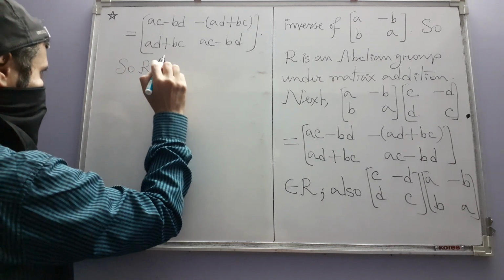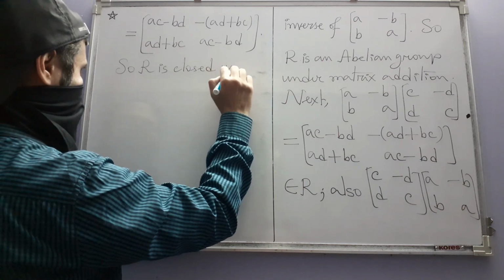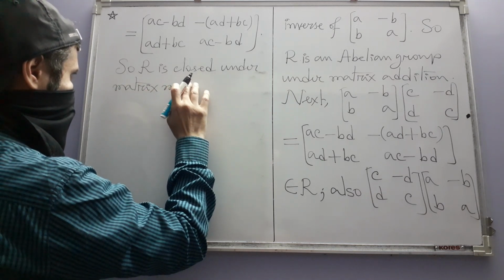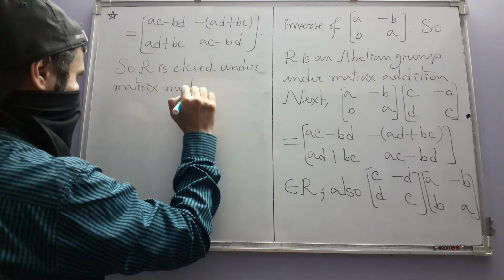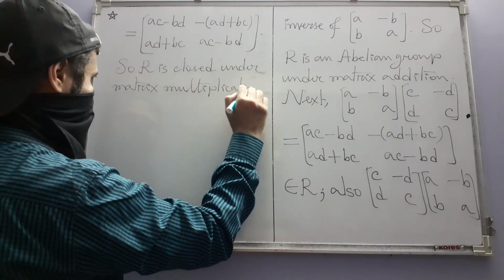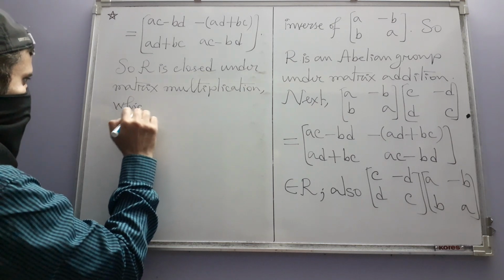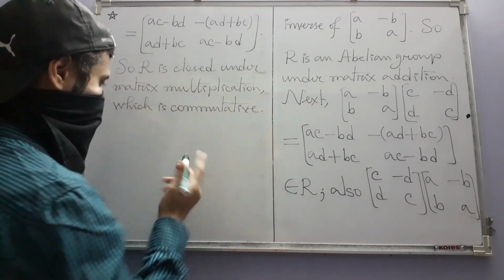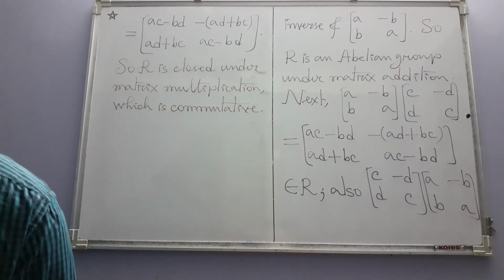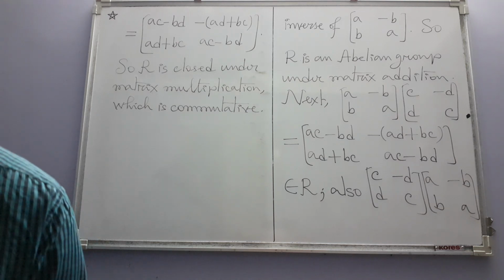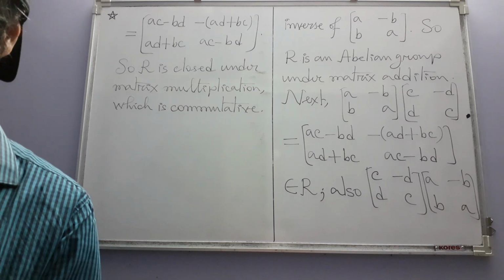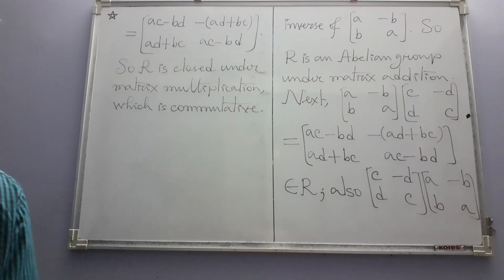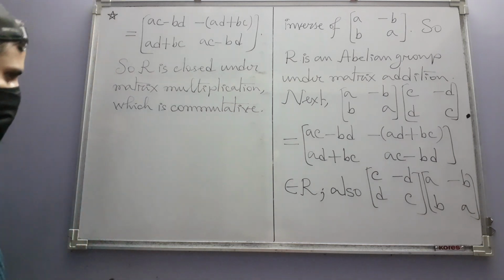So R is closed under matrix multiplication, which is commutative. I think I need a little ink, just a little bit. Now we are almost there.